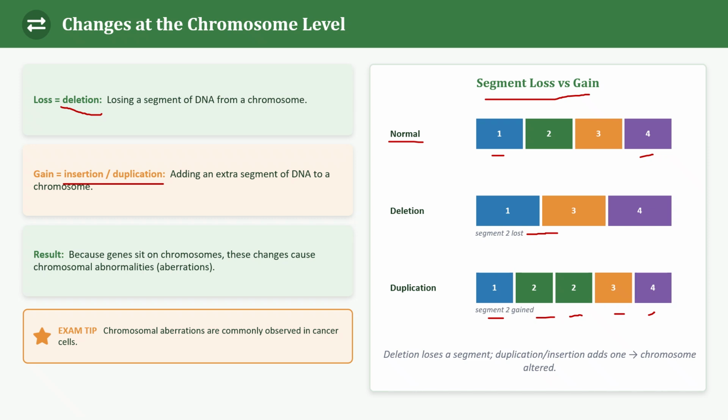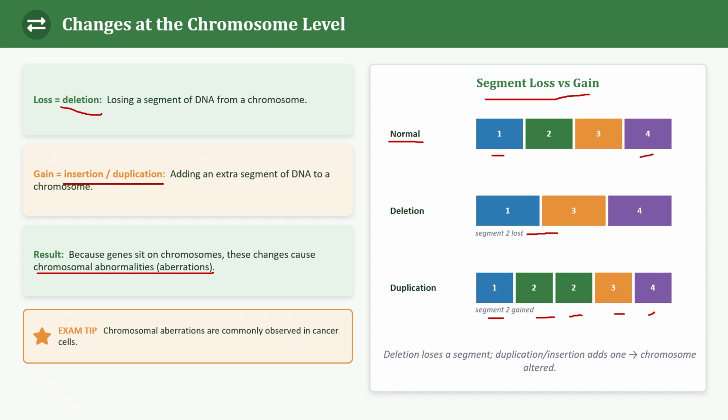But what happens because of these changes? See, genes are located on chromosomes. So deleting or adding chromosome segments changes the normal arrangement of genes. So these structural changes are called chromosomal aberrations or abnormalities. So these chromosomal aberrations often disturb normal cell functions, and they are commonly seen in cancer cells where chromosomes become abnormal.